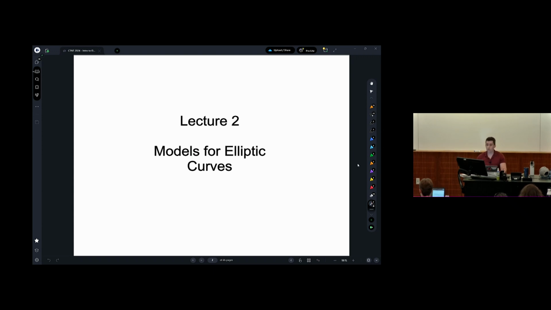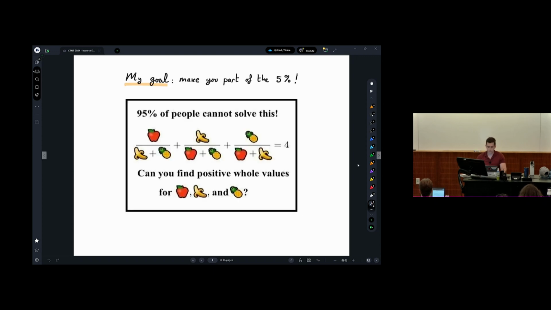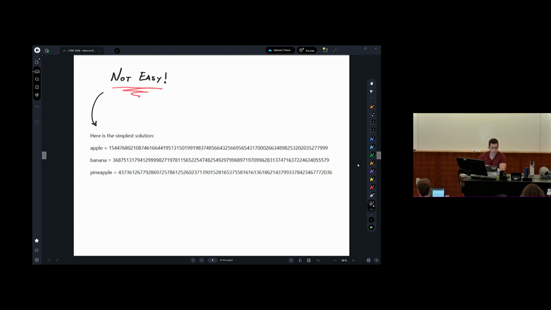Okay, so my goal for today is to get you into the 5%, in this 5%. I don't know if you've seen this meme, but this is actually a Diophantine equation that is pretty hard to solve. I think 95% they were being very generous. I don't think it's 5% of the population that can solve this equation. But what is true is that this is the simplest such equation of apples, bananas, and pineapples. This is going to be a fruit that starts with C. I don't know why they chose pineapples.